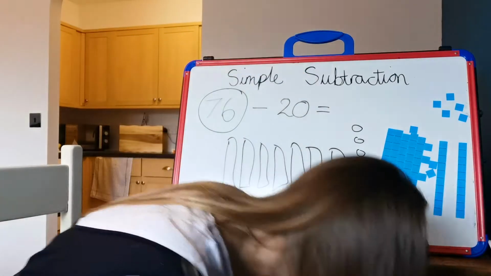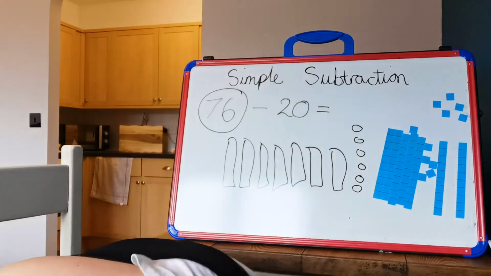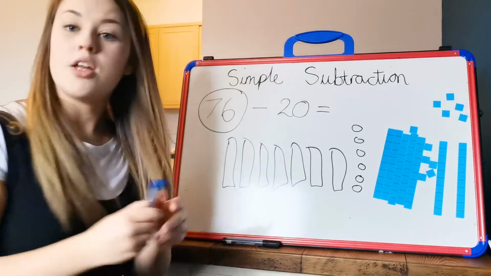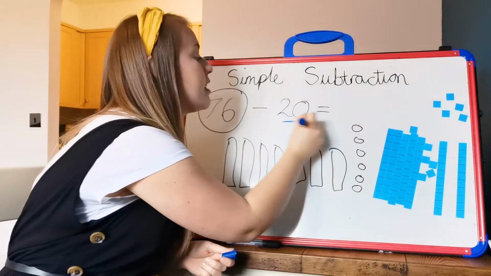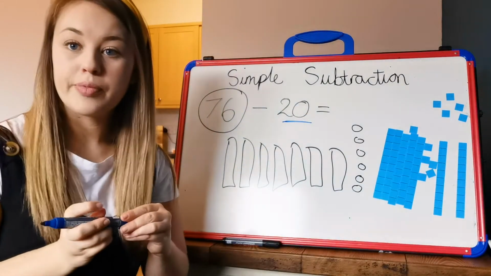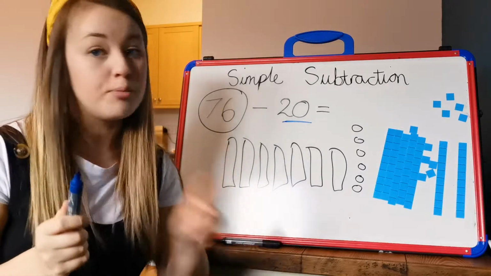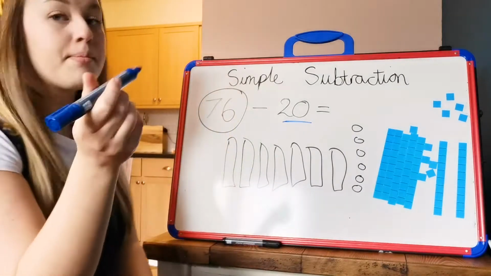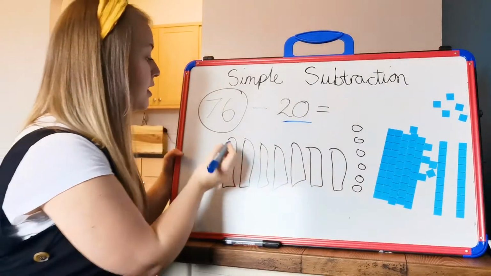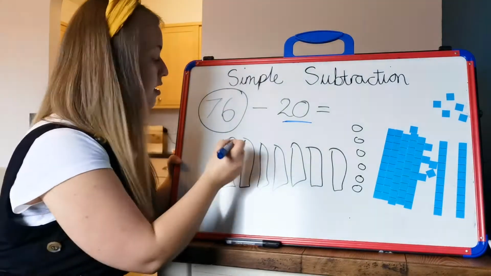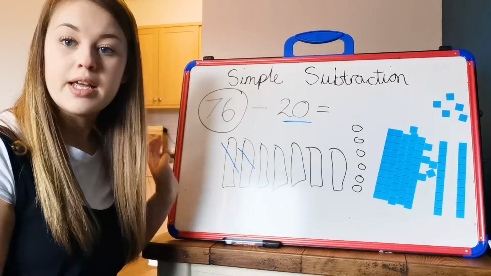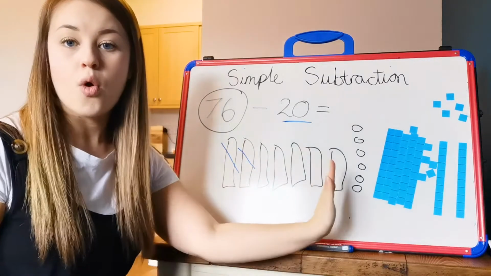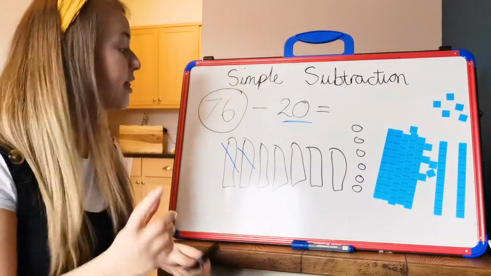Now, when I first teach this, what I always get them to do is have a second colour. So I would say this is my second colour. So this is what I'm going to do with the 20. I'm not going to draw deans, but I'm going to cross out. So I'm going to take my second colour and I need to cross out 20. So 10, 20. Now because I've used my second colour, I can really clearly see which deans are left, and then I can count them.